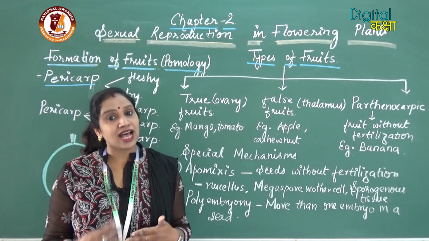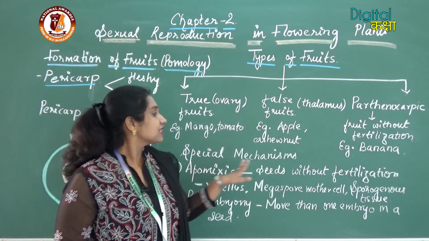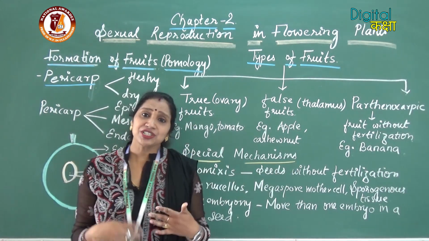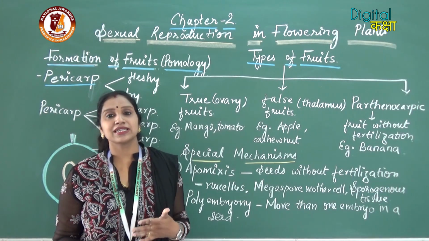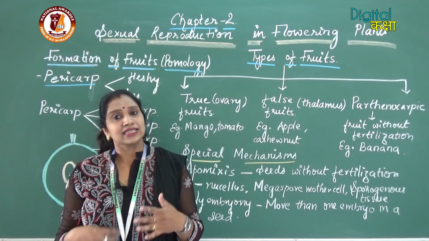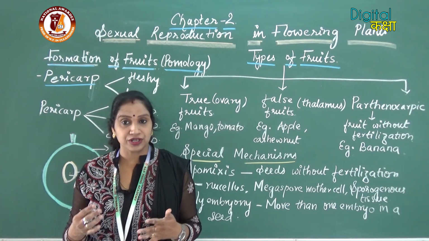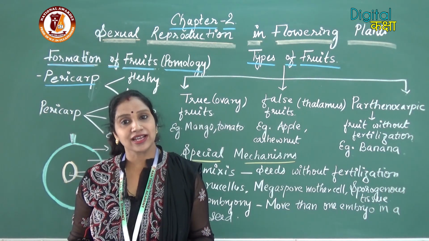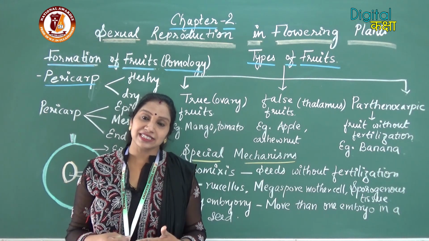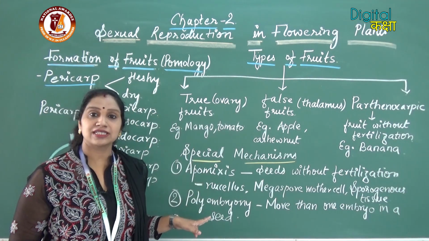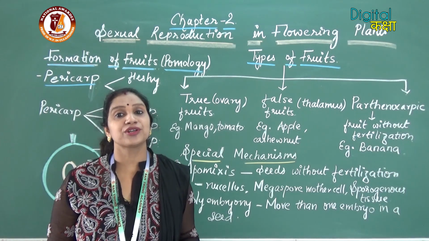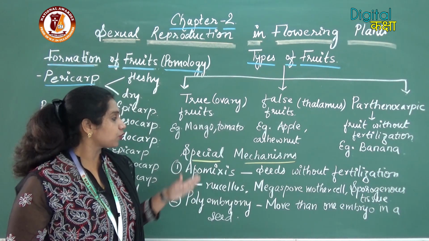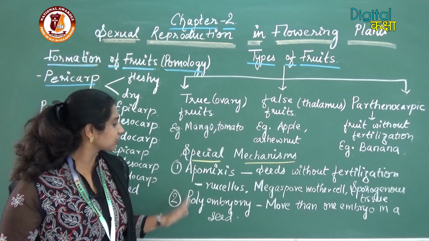Now, moving to the last topic of this chapter, that is special mechanisms of reproduction. Special mechanisms of reproduction, they are present in a few species only, that are not the normal mechanisms of reproduction. These are completely dependent upon the genetic factor. If the genetic factor is there which allows the special mechanisms, then only this special type of reproduction can occur in that particular species. So, we will discuss what are these special mechanisms of reproduction.